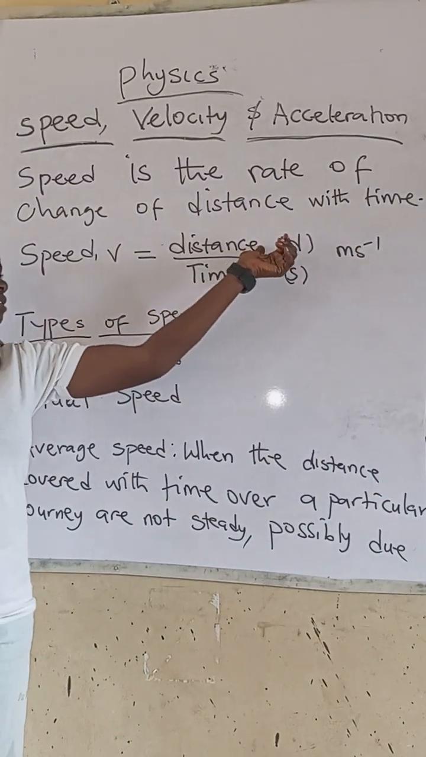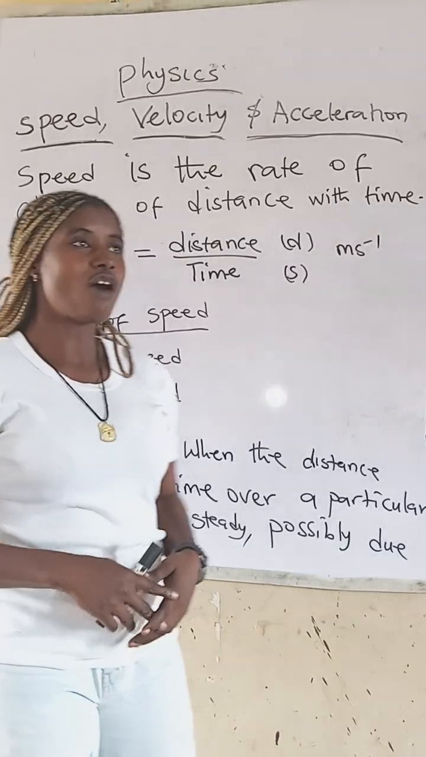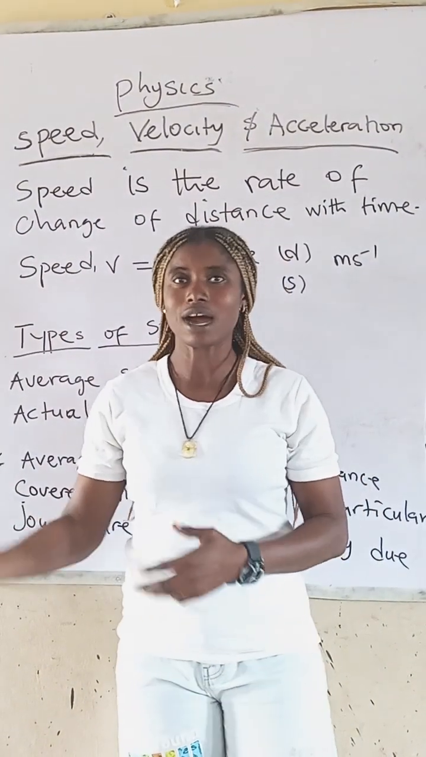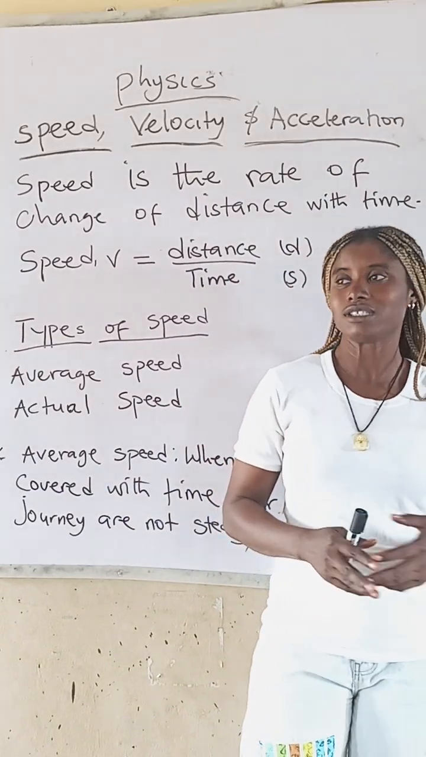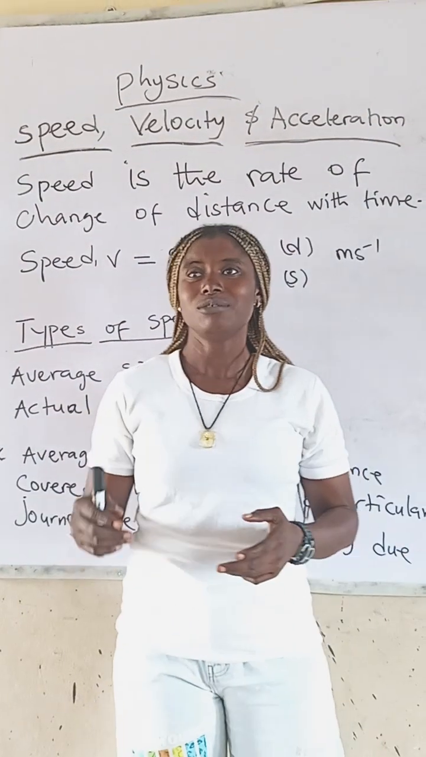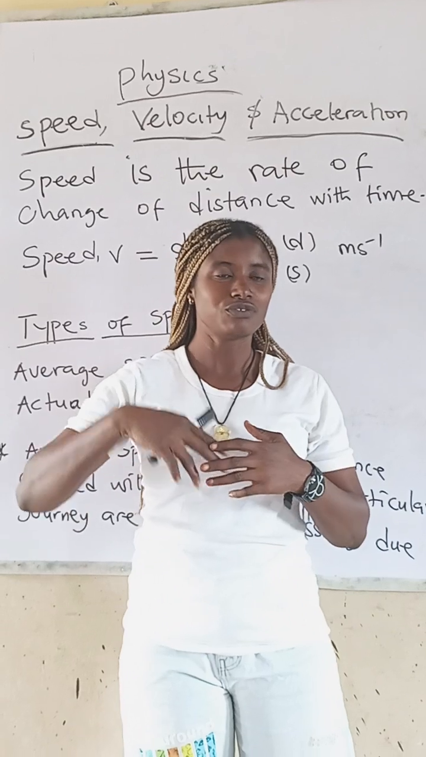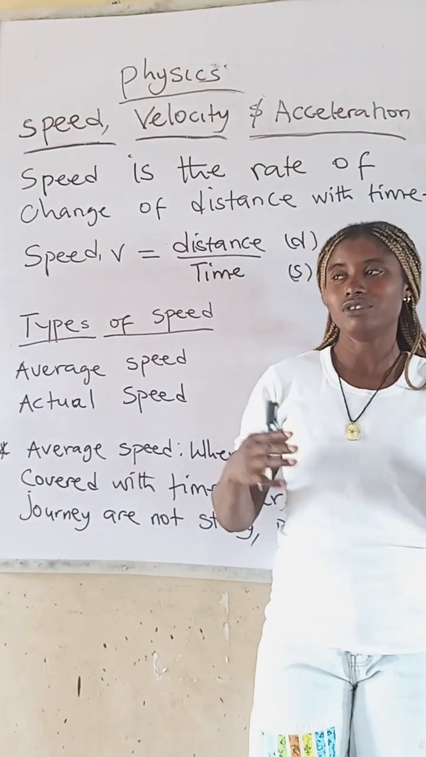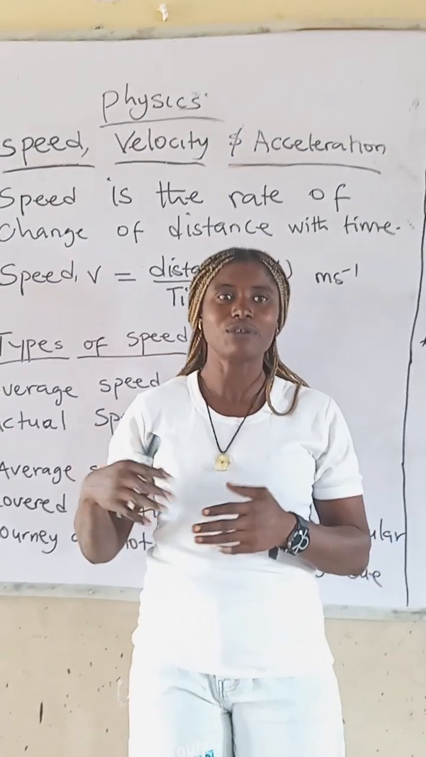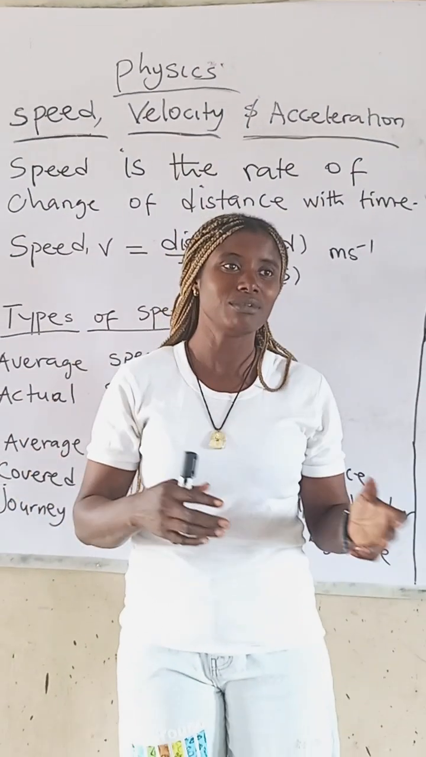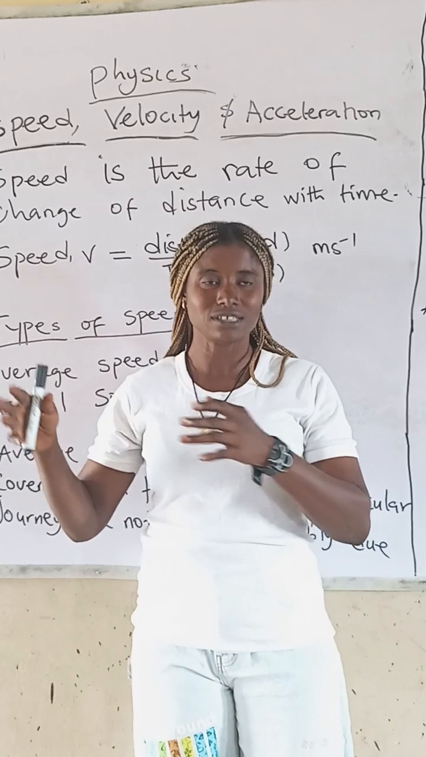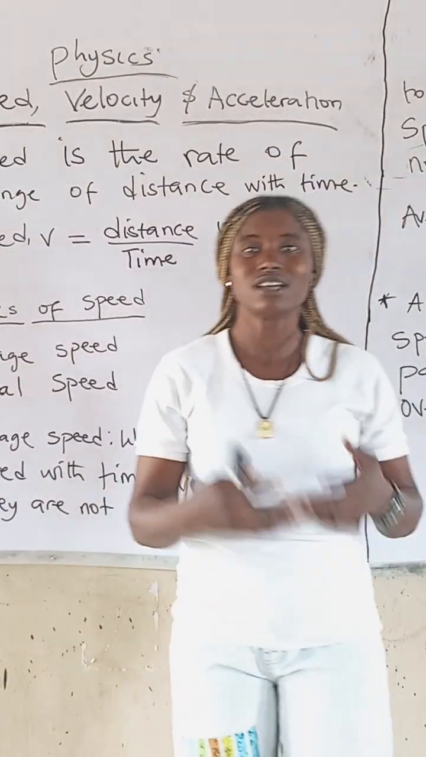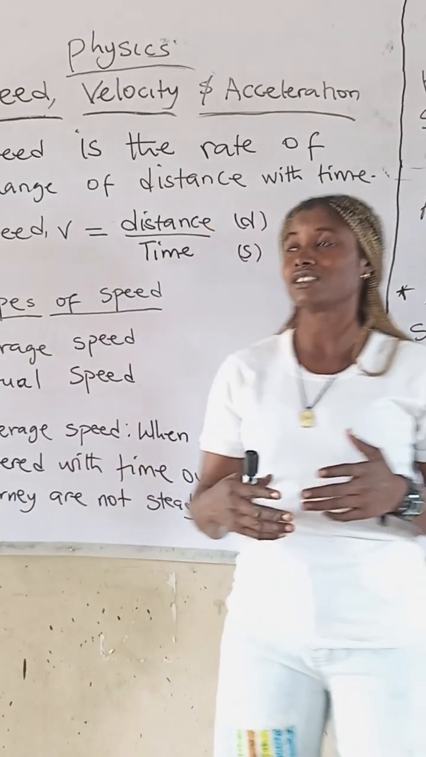Also, from here, distance has to do with how far an object can move. It can be a car, it can be a person. Take for instance, maybe you're traveling from Jos to Bauchi State. You need to know the distance that you're going to cover and the time that you're going to cover at that period. That is why we say speed is the rate of change of distance with time.